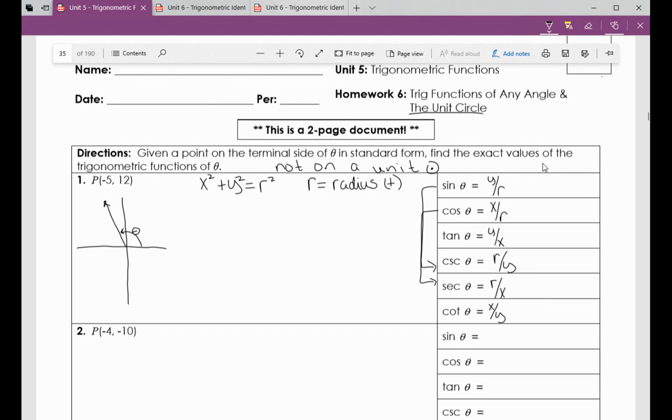Now a radius cannot be 0. There's no way. If you have a radius that's 0, you do not have a circle.